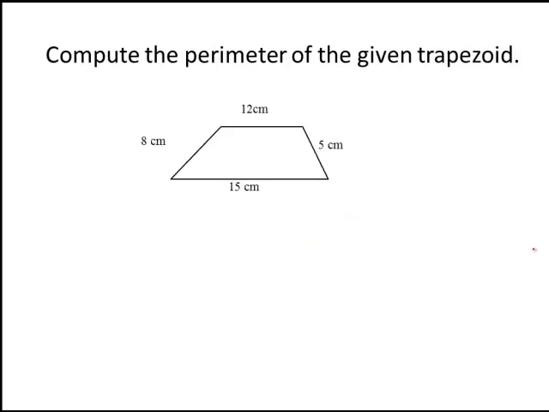Compute the perimeter of the given trapezoid. Remember that perimeter means distance around. We find perimeter by adding up the sides. For this trapezoid, perimeter is equal to 12 plus 5 plus 15 plus 8, which is equal to 40 centimeters.